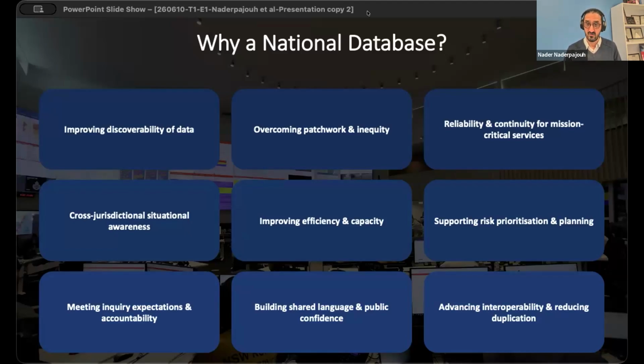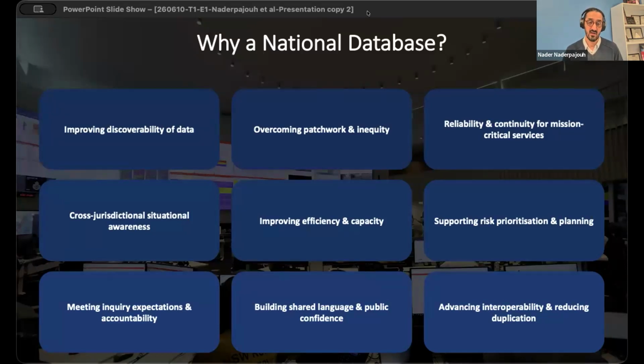Cross-jurisdictional situational awareness: different jurisdictions would better understand how they are responding, how each of them works, and that can instigate potential collaborations for them, improving efficiency. If data collection is at the national level, we can bring the pool of resources together, and every effort that we are going to have would be a collective effort that would increase the efficiency, supporting risk prioritization and planning, again, across the different jurisdictions.